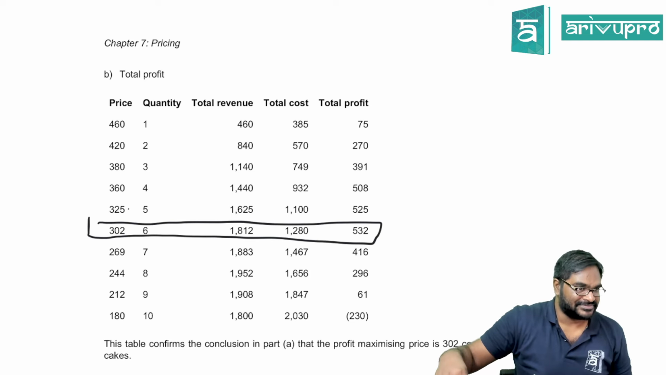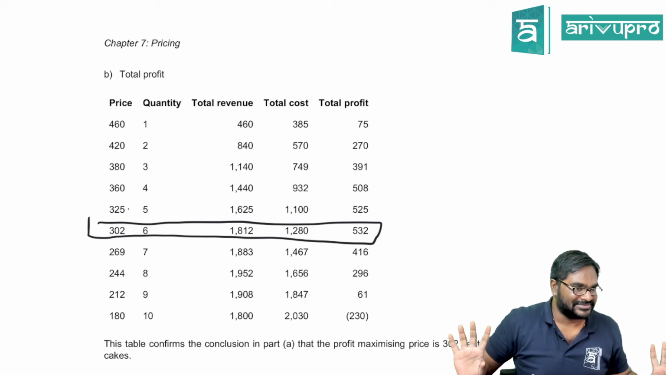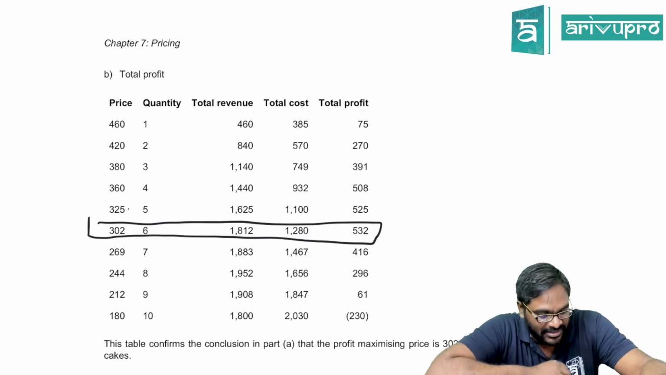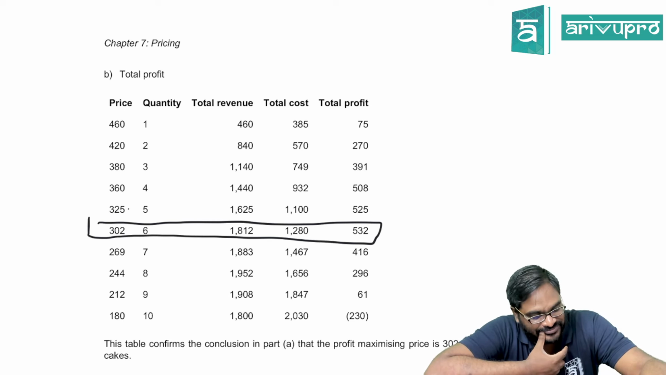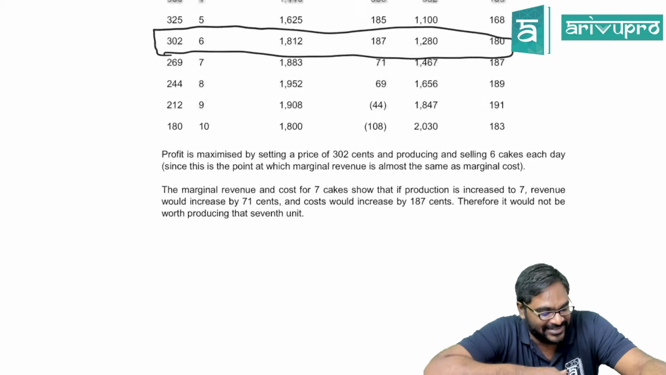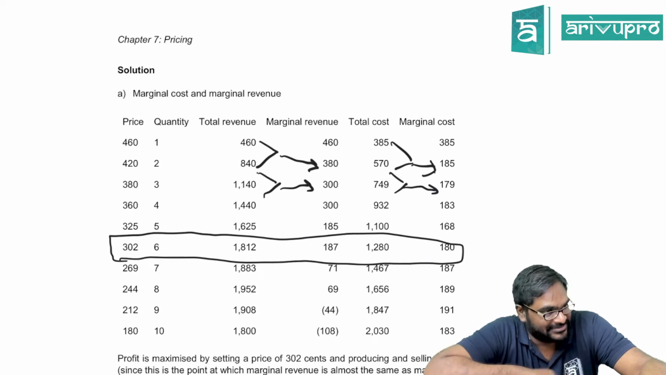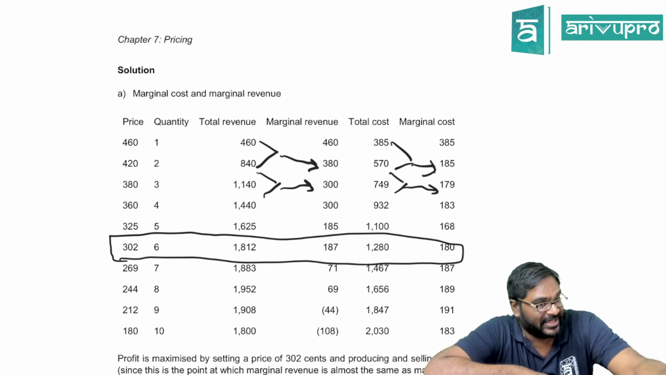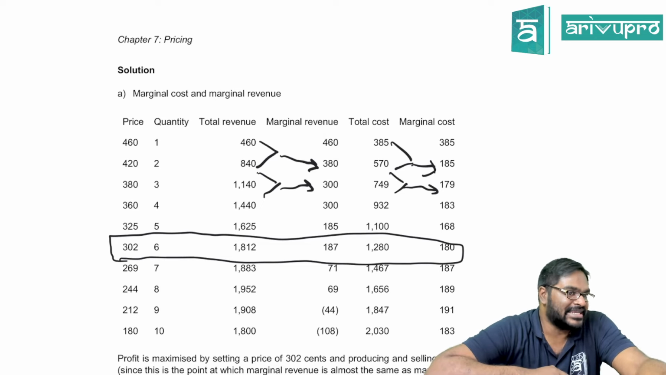Are we clear? Any doubts? Do all this in the tabular format, our cumulative. Just draw this table, and figure out where we have the least gap between the marginal revenue and the marginal cost.